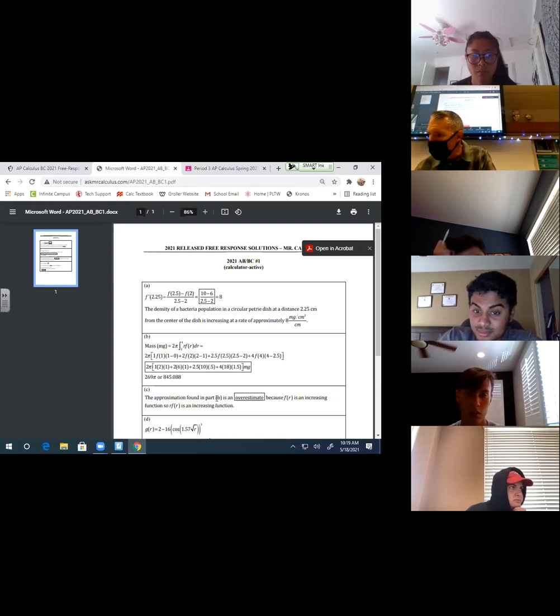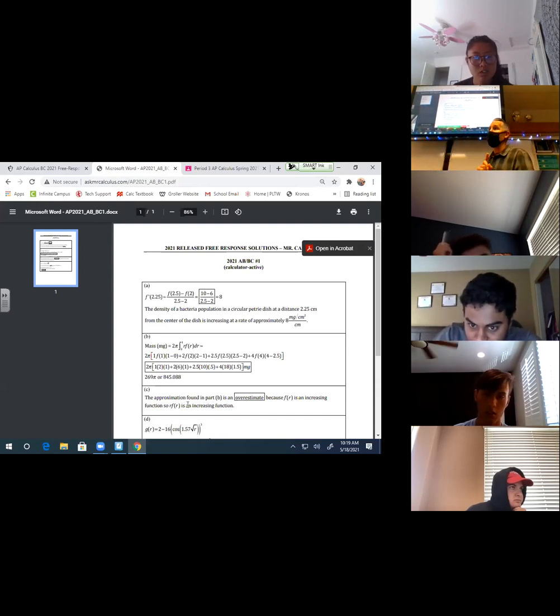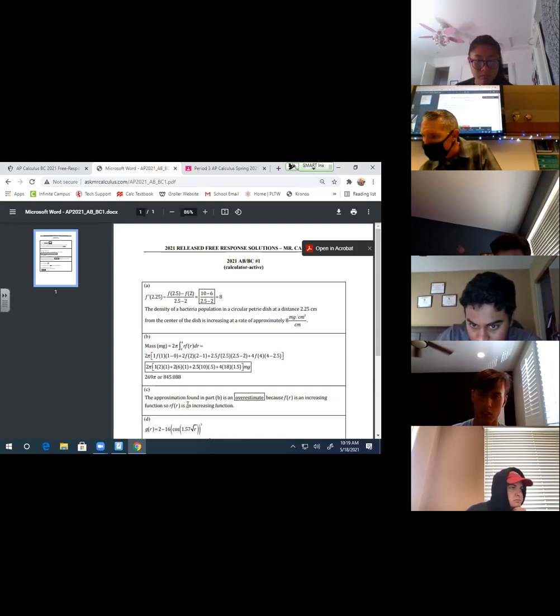The approximation found in part B is an overestimate because f of r is an increasing function, so r times f of r is an increasing function. Maybe you have to add that because f of r is increasing, and the integrand is r times f of r, but r is positive also, so therefore you're going to have an increasing function. Well, positive and greater than 1, I guess. Okay, next.